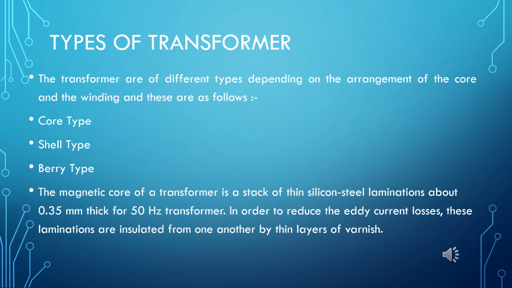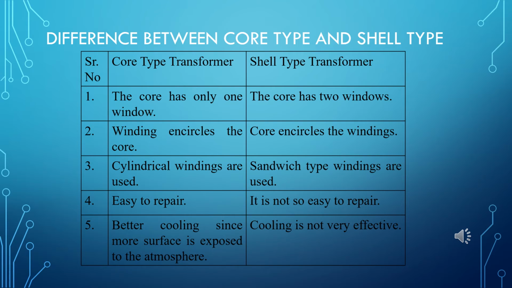Types of transformers. Transformers are of different types depending on the arrangement of the core and the winding. They can be of core type, shell type, and berry type. Also, the magnetic core of a transformer is a stack of thin silicon steel laminations about 0.35 mm thick for 50 Hz transformers. In order to reduce the eddy current losses, these laminations are insulated from one another by thin layers of varnish.